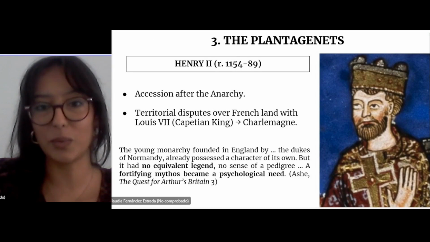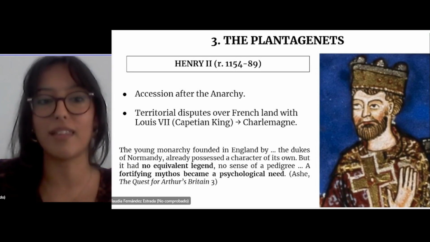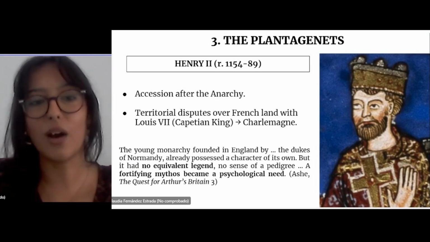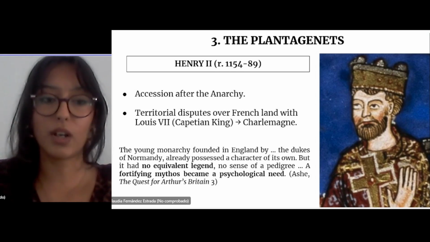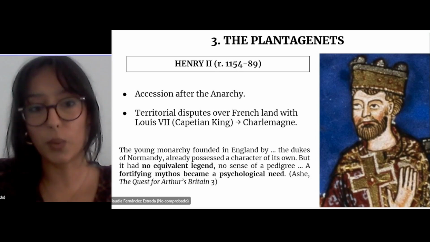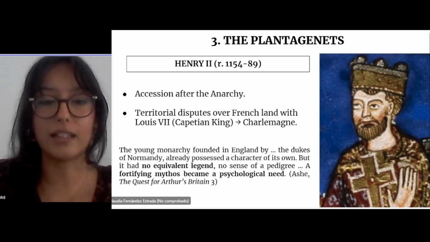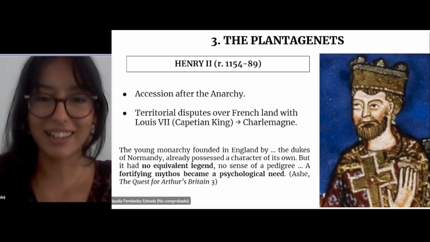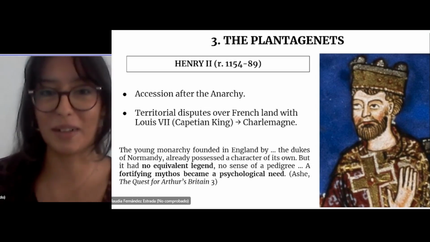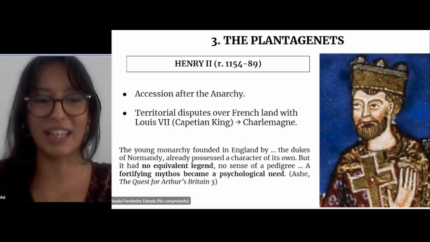And let's start with the Plantagenets and with Henry II. Now, Henry II acceded the throne in 1154 after the period known as the Anarchy, which was the civil war between Henry's mother, Empress Matilda, and Stephen of Blois. Now, we're going to talk about history, so bear with me.